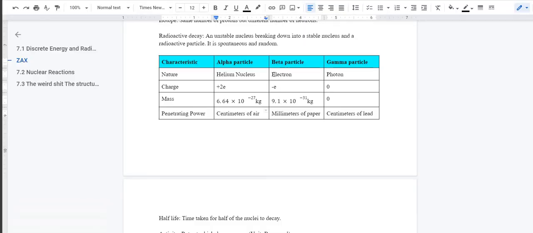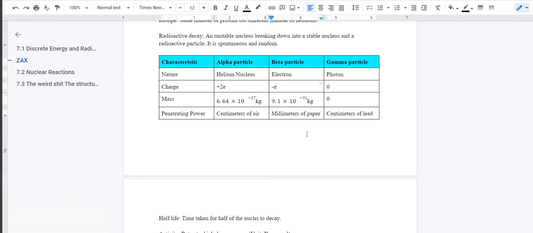The beta particle has a charge of e minus because it's an electron. It has the mass of an electron, which is a constant given to you in the data booklet, though I don't think you'll ever have to use it. And its penetrating power is a few millimeters of paper. So if you have beta decay happening and you put a piece of paper in front, it probably won't go through the piece of paper.